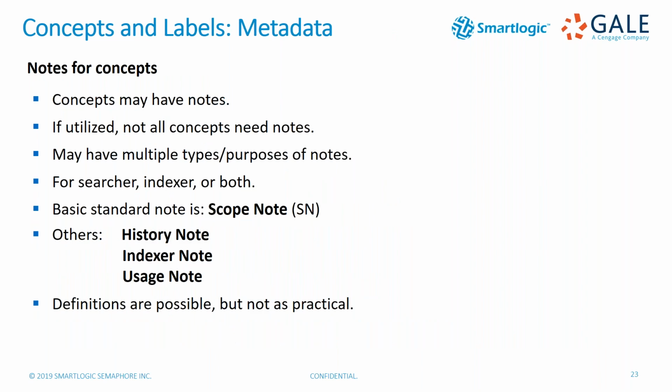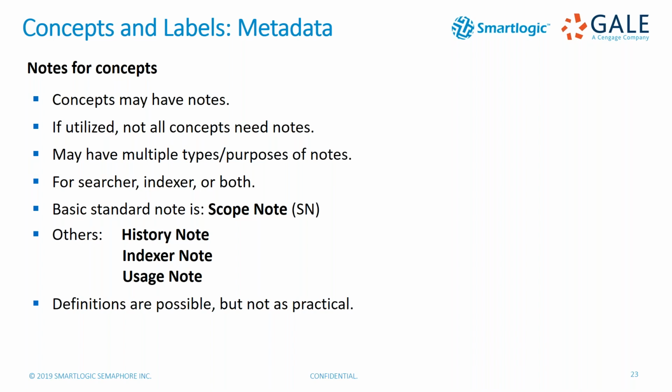So the next topic here, still on concepts and labels, is the metadata or other information about concepts. Most commonly, we use notes, and there are different kinds of notes. The standard type of note from thesauri is called a scope note, which kind of explains the scope of a concept, how it should be used. It's not a dictionary definition.